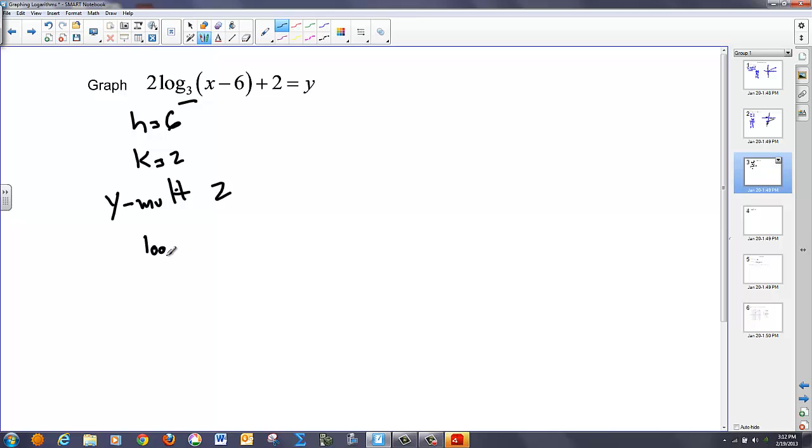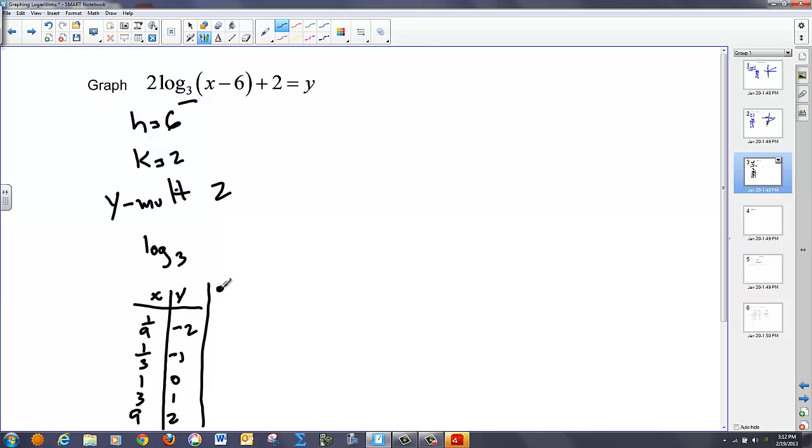So log base 3. Now I'm going to need to pick powers of 3. So I take some powers of 3, like a ninth, a third, 1, 3, and 9, and get 2, 1, 0, -1, -2 again. It's going to be a pattern. And we multiply all those values in the y column by 2. So I have -4, -2, 0, 2, and 4.